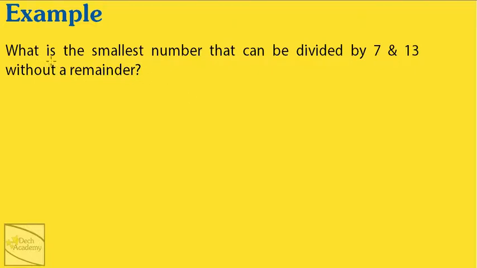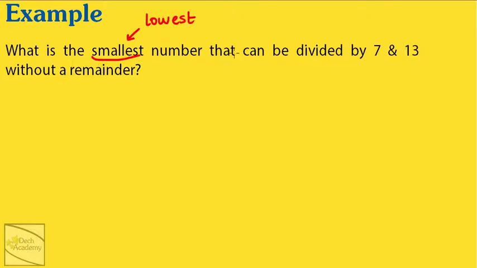So here's a slightly tricky question if you're not familiar with questions of this form. It asks, what is the smallest number that can be divided by 7 and 13 without a remainder? So let's break this down. It says the smallest number. So I'm just going to say, well, smallest is the same thing as lowest.